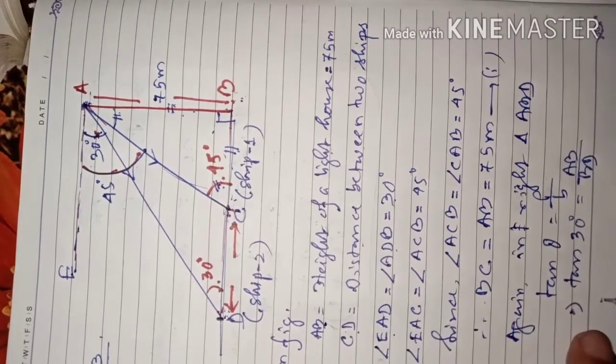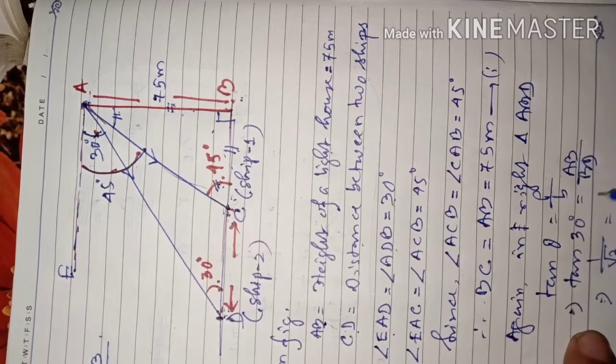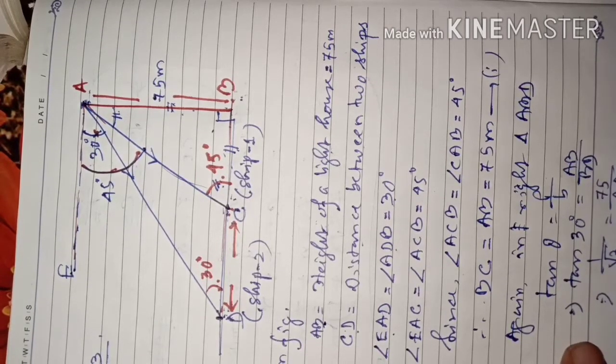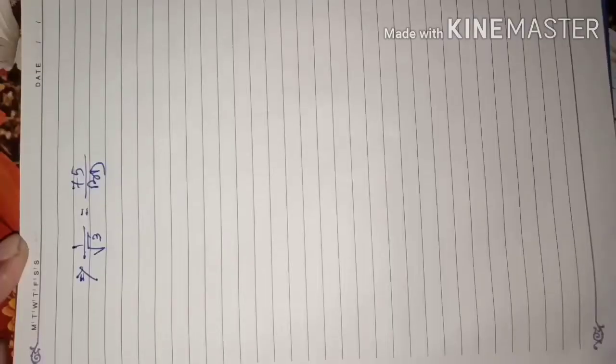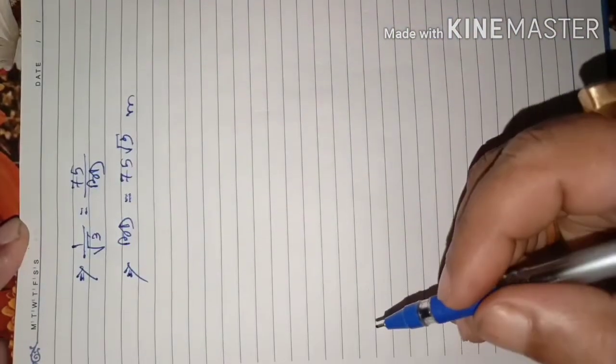So tan 30, its table value is 1 by root 3, is equal to AB 75 divided by BD. So this is the result. Now we have to simplify this. 1 by root 3 is equal to 75 by BD. Cross multiplication, BD into 1, BD is equal to 75 into root 3 meter. So this is the length of BD.